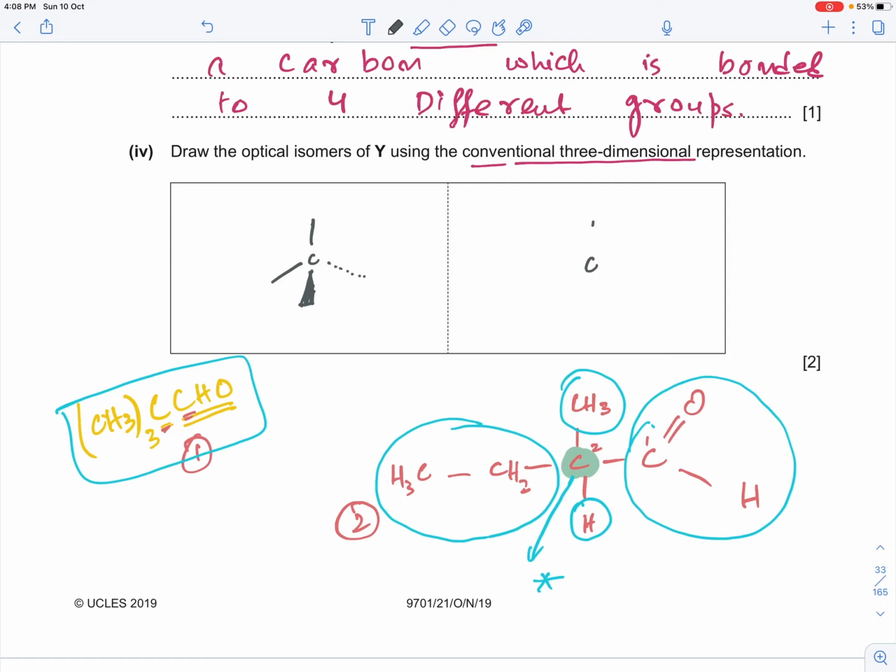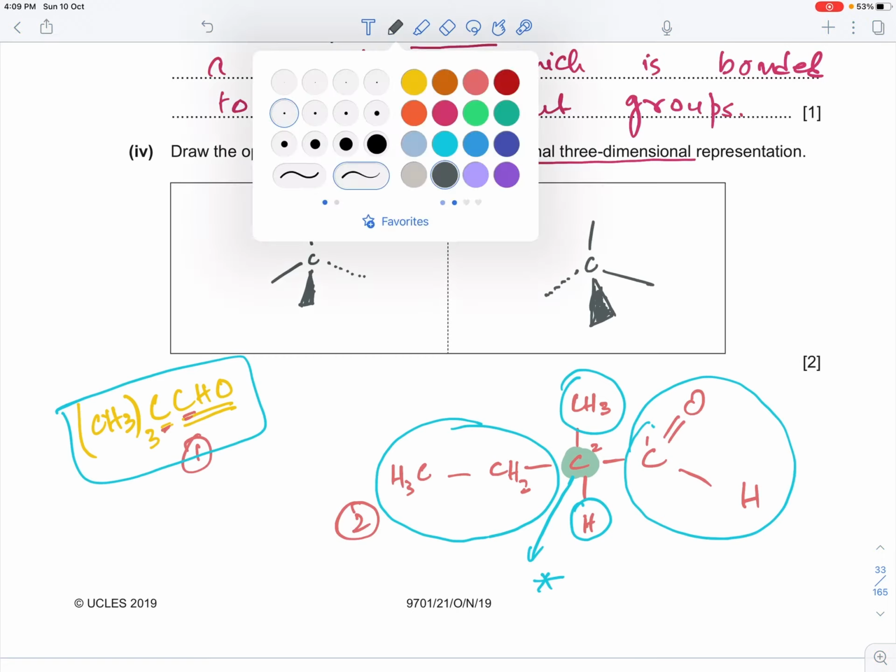And then we have again the other isomer, that would be the non-superimposable mirror image. Now to draw the optical isomer or the non-superimposable mirror image, what you just have to do is switch the left hand and the right hand side, right? So it would be like this. So this is the non-superimposable mirror image of the compound, and now we just have to attach the groups.